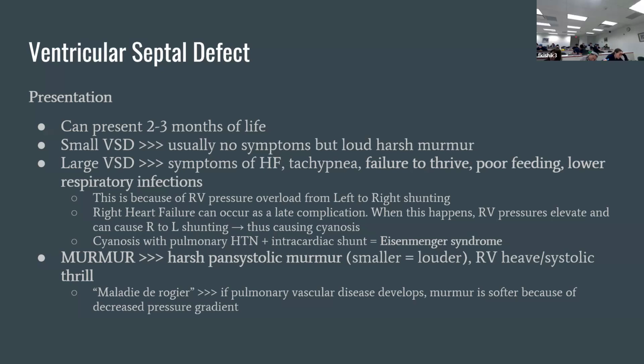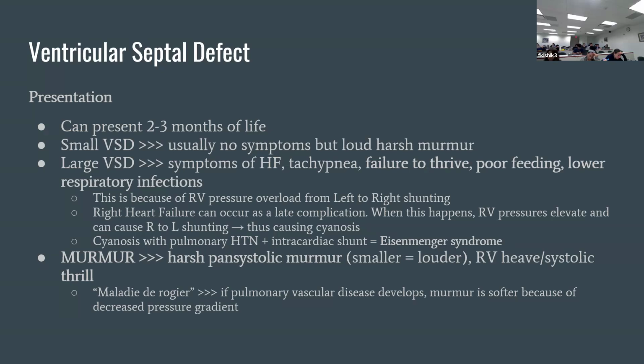And this is because, we keep saying the same thing, RV pressure overload from left to right shunting. Right heart failure is a late complication, and once it switches from right to left, it can cause cyanosis. And cyanosis plus pulmonary hypertension and an intracardiac shunt is called Eisenmenger syndrome. So if any of those intracardiac shunts cause those things, the patient has Eisenmenger syndrome.